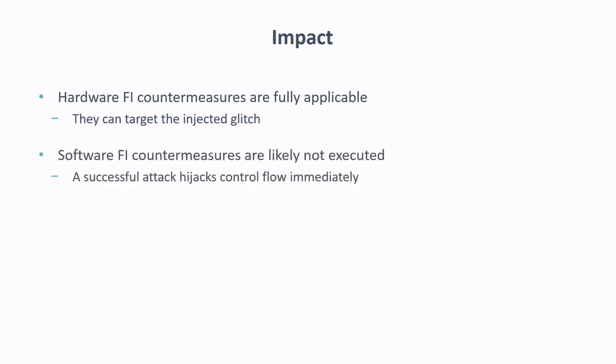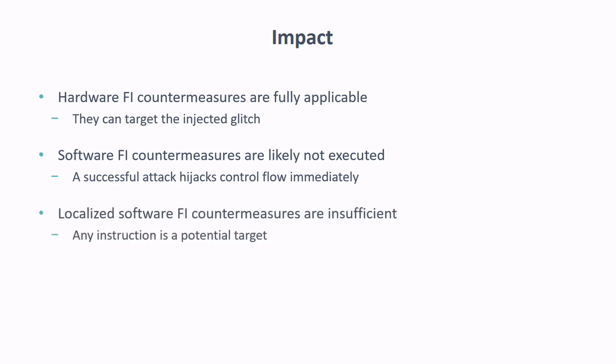But the software countermeasures are likely not executed because they're executed after the glitch. But we get control of the software immediately, so they are not executed, but completely bypassed. And even if you protect one piece of code, we also have the other instructions that are running before that which can be targeted. And this makes that also difficult. So the traditional software countermeasures are ineffective.